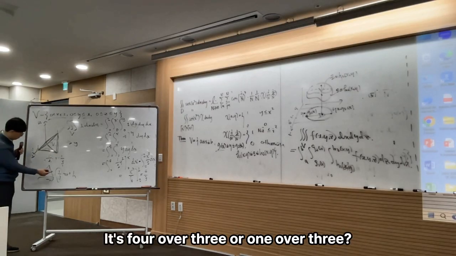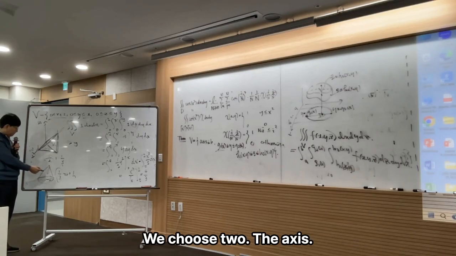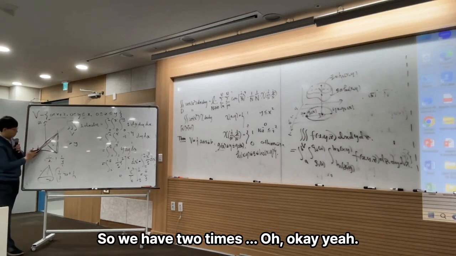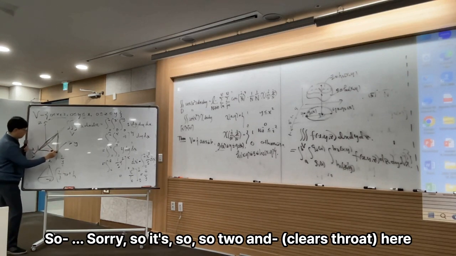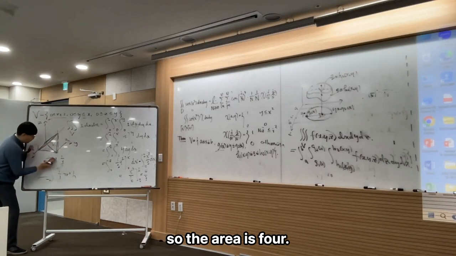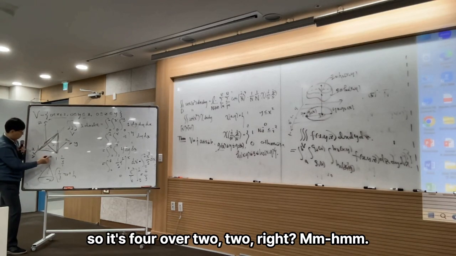Is it right? So it's 4 over 3 or 1 over 3? 1 over 3, but we choose x, not 1, we choose 2. Oh, the axis is 2, sorry, yes, so that's right. So we have 2, and here the height of this triangle is also 2. So the area is 4, right? The area of 2 times 2 over 2, so it's 4 over 2, which is 2, right?